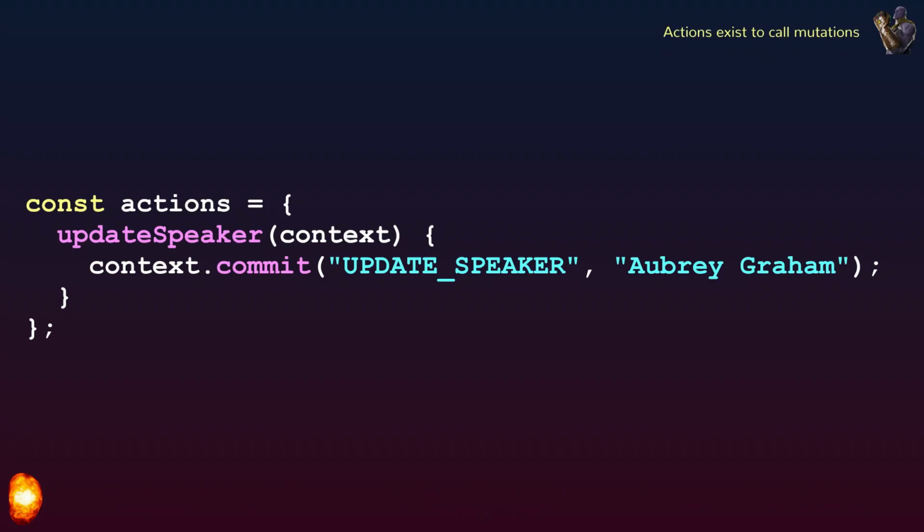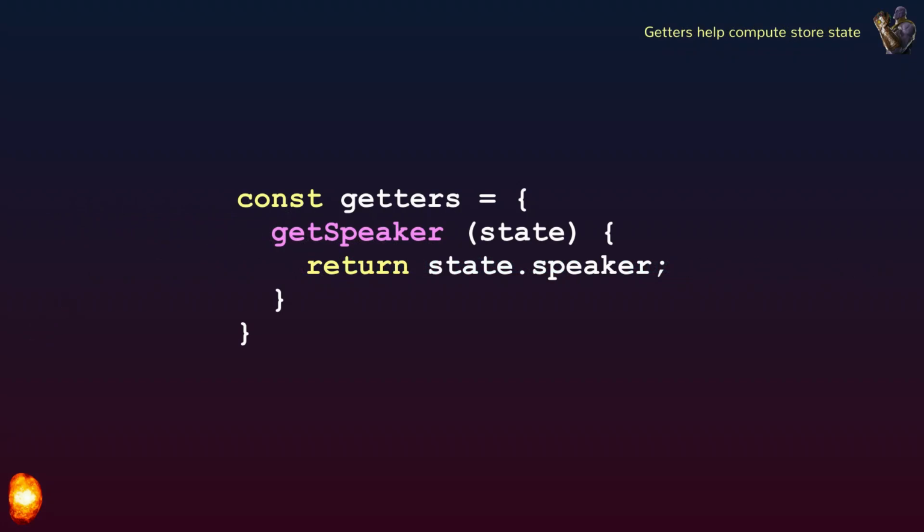Here we have a very simple action that does nothing else but commit to the update speaker mutation we showed earlier, and it passes the payload that it expects, Aubrey Graham. Getters are to a Vuex store what computed properties are to a Vue component. They're often used to help compute more complicated data, and they're cached based on the dependencies. Getters always have access to the state of your store as the first argument. In this case, we have a very simple getter that simply returns the speaker value from state.